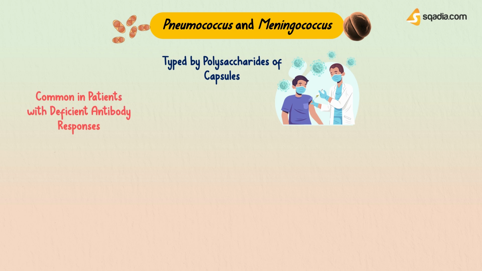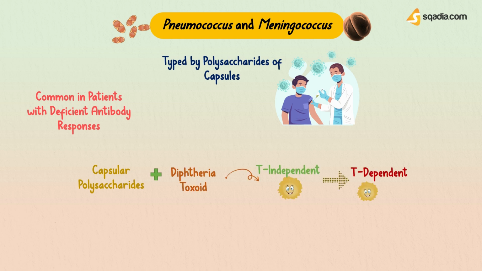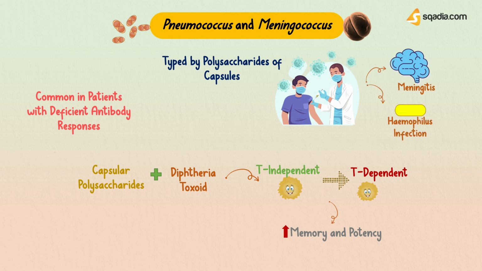The chemical coupling of the capsular polysaccharides to a protein, such as diphtheria toxoid, converts these antigens from T-cell independent to T-cell dependent, thus greatly increasing memory and potency. Such conjugate vaccines have proven highly effective at preventing childhood meningitis and Haemophilus infection.